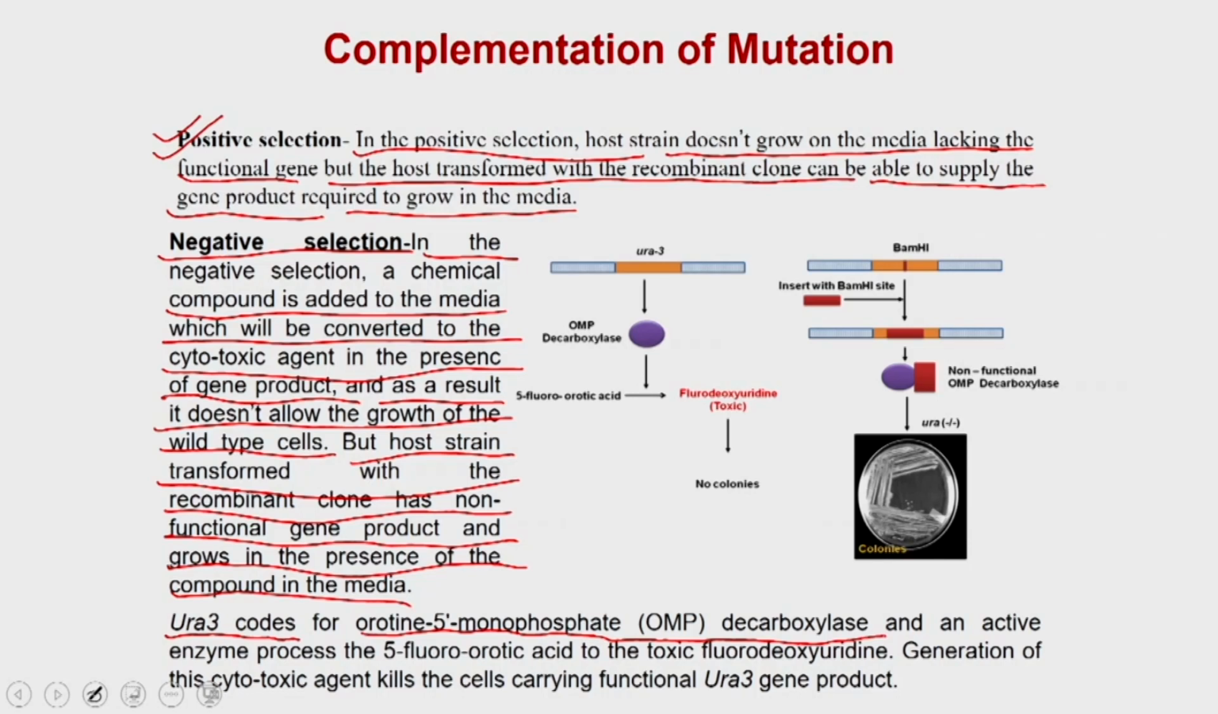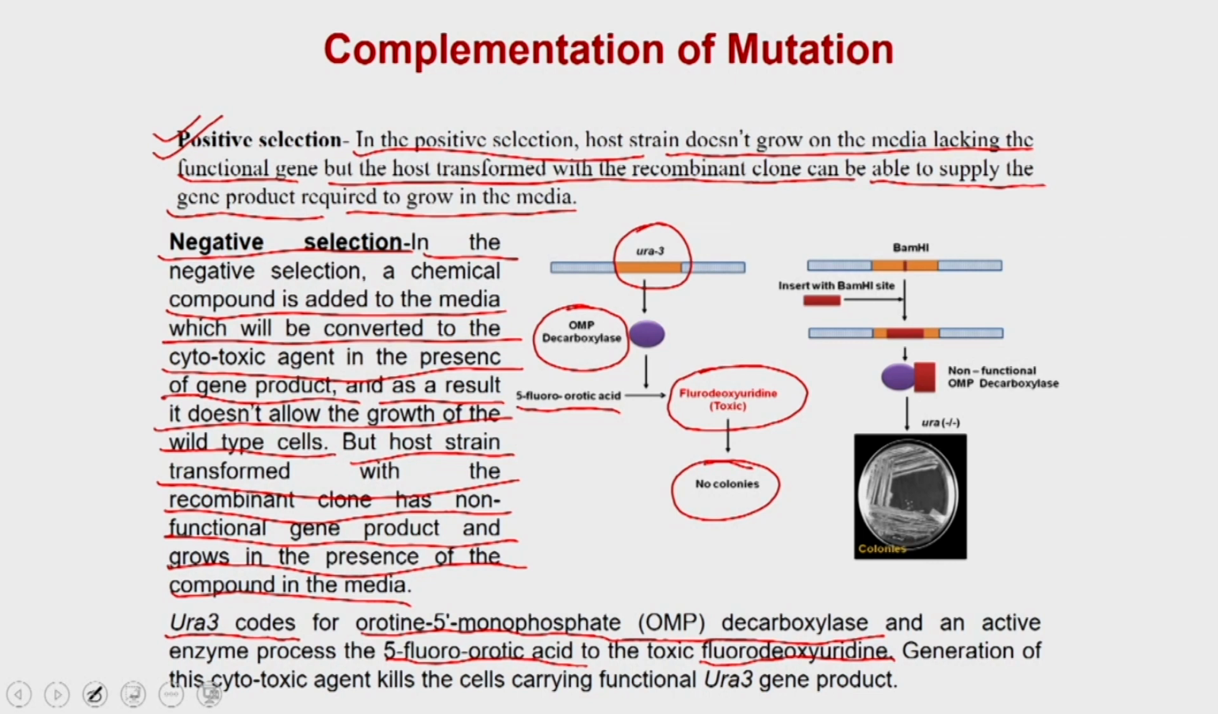So, this is an enzyme which processes a compound called 5-fluoroorotic acid into a very toxic fluorodeoxyuridine. So, what you do is you add the 5-fluoroorotic acid, and in the presence of OMP decarboxylase, which is produced by URA3, it is converted into a very toxic fluorodeoxyuridine, and the fluorodeoxyuridine is very toxic. So, it will not allow the host to grow.